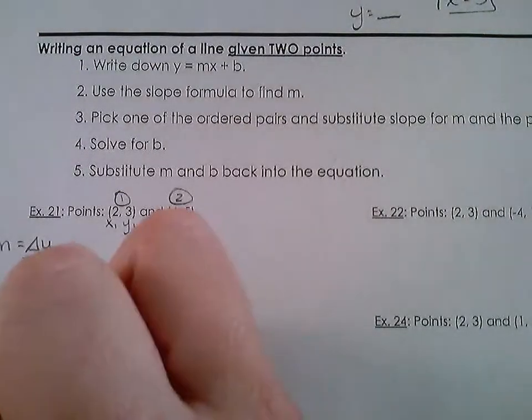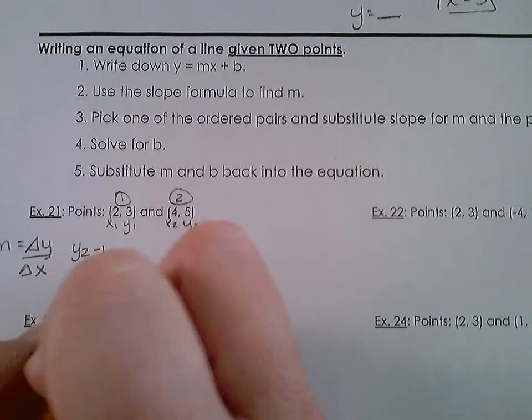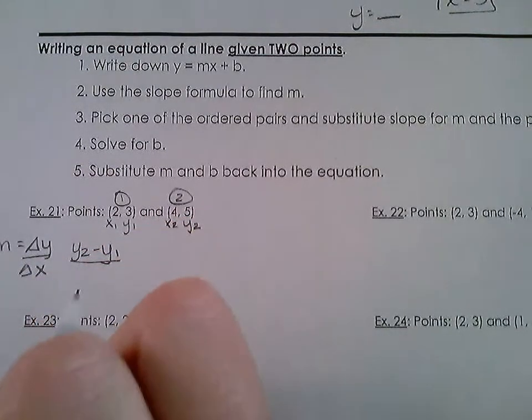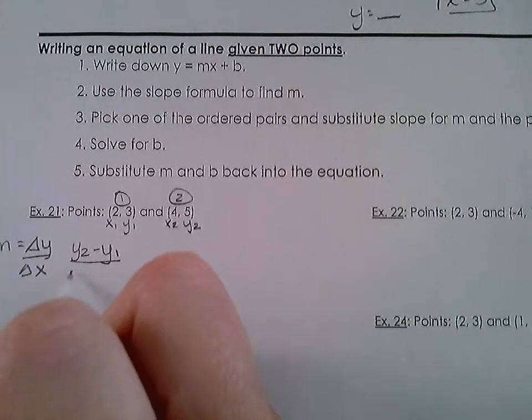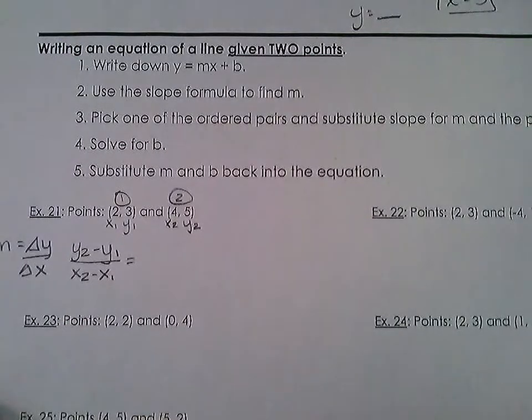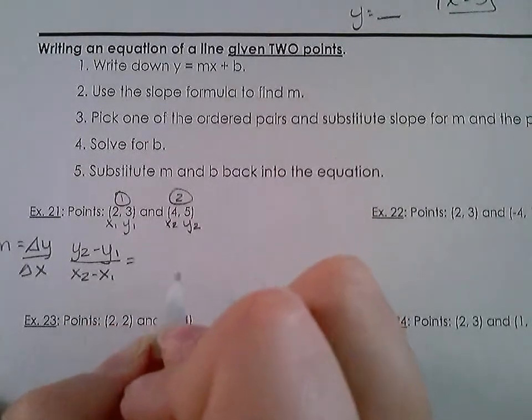So what I mean by that is I'm going to say, what is my y2 value minus my y1 value? What's the difference between those two? How far of a change did they have? Divided by how far of a change did my x values experience? Okay, and I'm going to look at those as a ratio. And now I'm going to substitute those values in just as I see them.